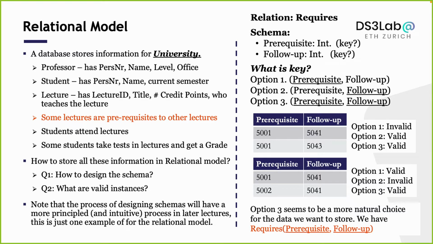Essentially, one course can be a prerequisite of multiple courses, and one course can require multiple prerequisites, right? So it seems to be something that makes sense in many universities. So if that is the case for you, you could have the schema look like this. That is, you have a requires relation with 2 attributes, and the combination of them is the primary key.